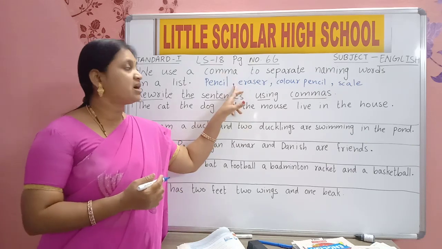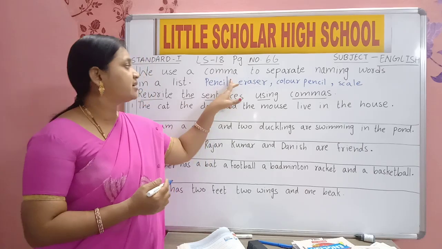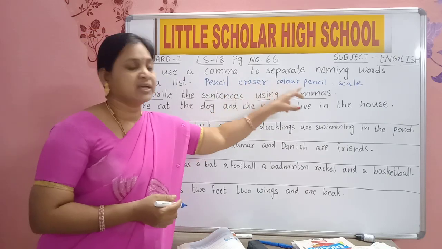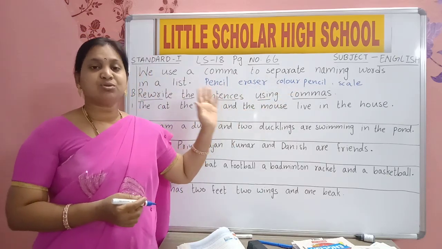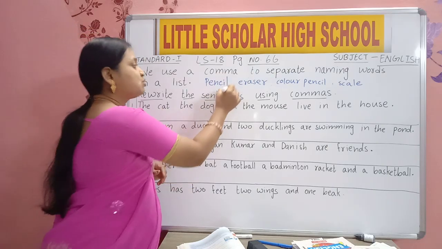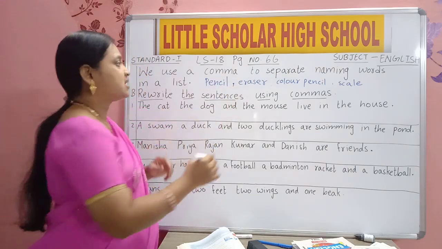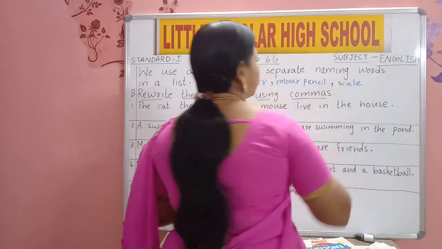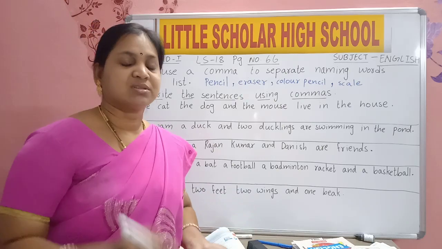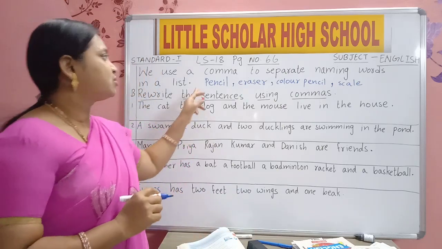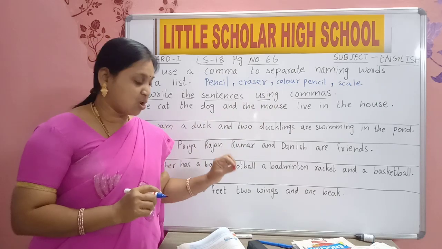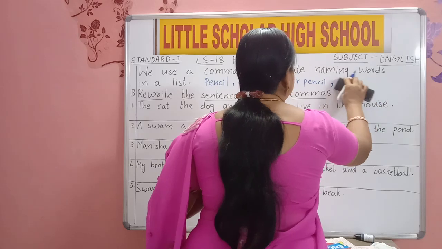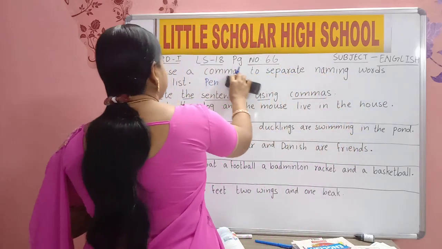So when we use comma to separate the naming words, we can't write pencil, eraser, color pencil, scale without commas. This is wrong. These all are names of things, naming words, so we should put commas in between. Pencil, comma, eraser, comma, color pencil, comma, are the things in my box. At last, full stop. To separate the naming words, we use commas in between. Understood?